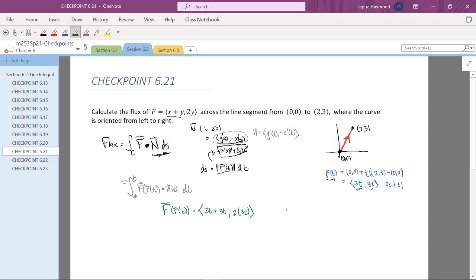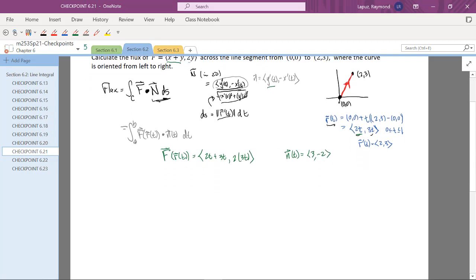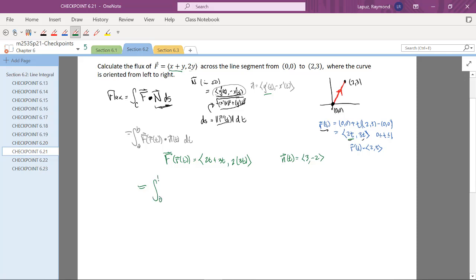Now little n, we need to take the derivative of this parameterization, which is going to be r prime of t, and that is 2, 3, constants, so that's nice. And according to our formula, little n is going to be the y prime, so that's going to be the 3, comma, and then the negative of the x, which is -2. Okay, we will dot that and put it into our integral as we integrate from 0 to 1.